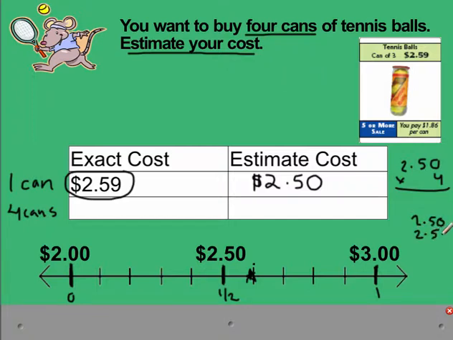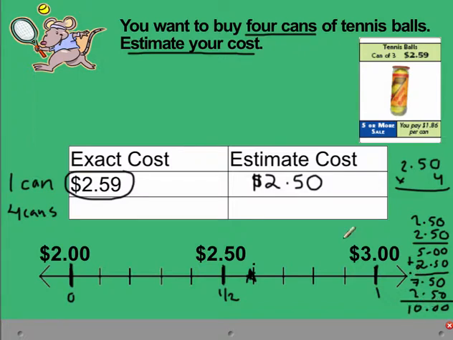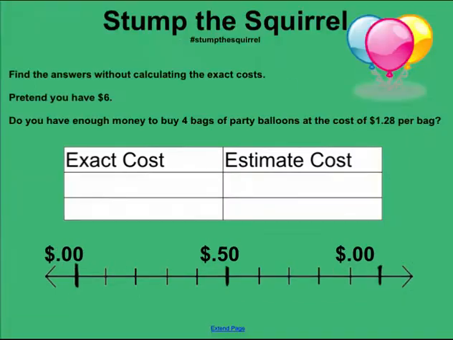$2.50 and $2.50 for 2 cans would be $5. Another $2.50 would be $7.50, and another $2.50 would make it $10. So it would cost me about $10 to buy 4 cans of tennis balls. That's a lot for Keller to chase around, don't you think? My dog would love that.